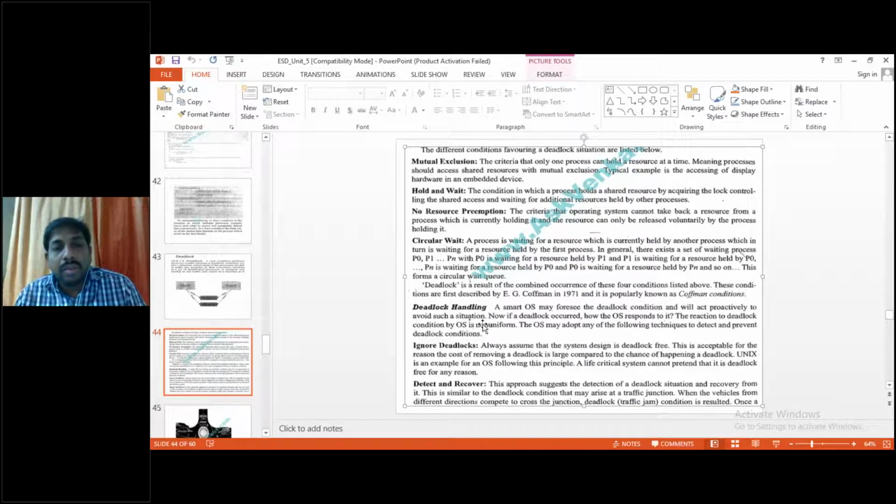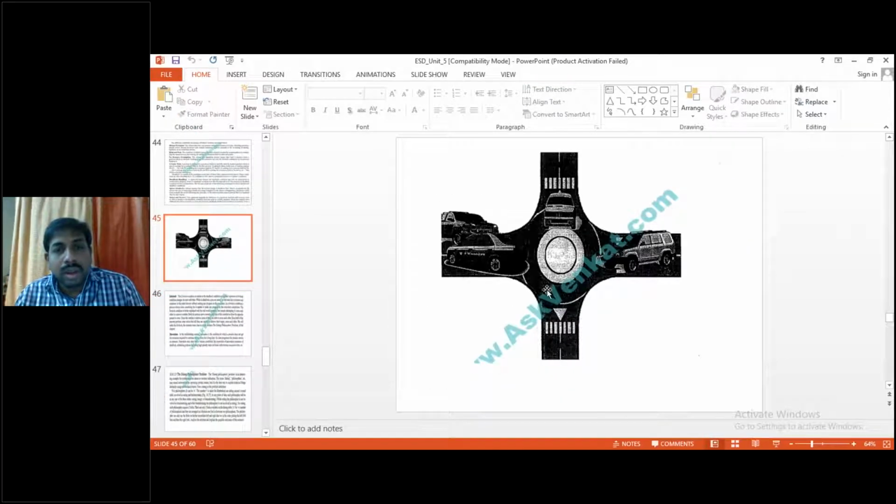So deadlock handling means a smart OS may foresee the deadlock condition and will act appropriately to avoid such a situation. So this is a deadlock condition where vehicles are coming from all four ways and they are unable to utilize the situation.